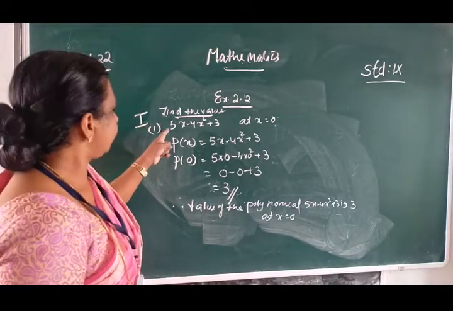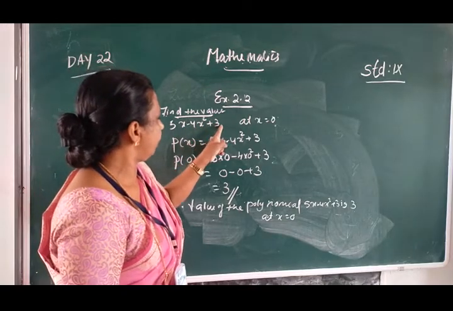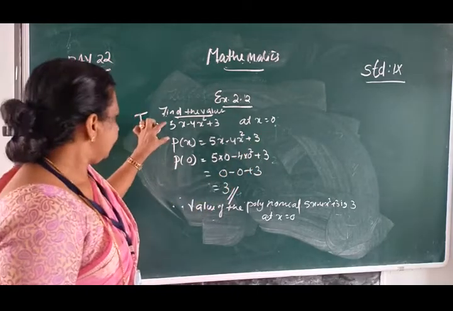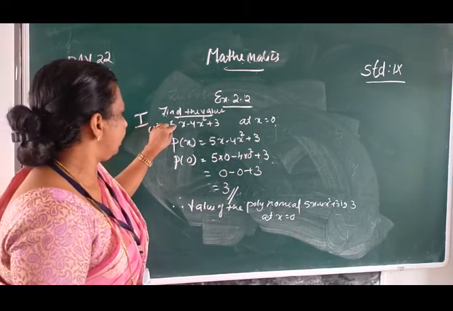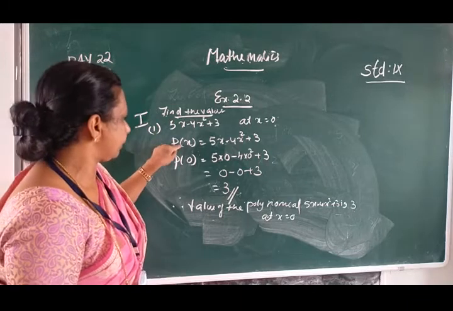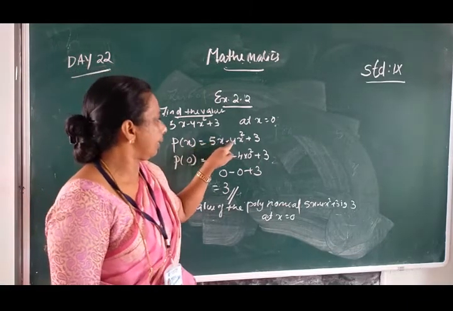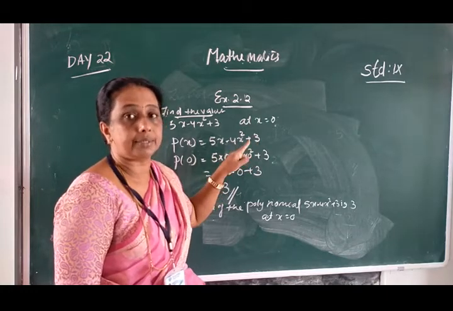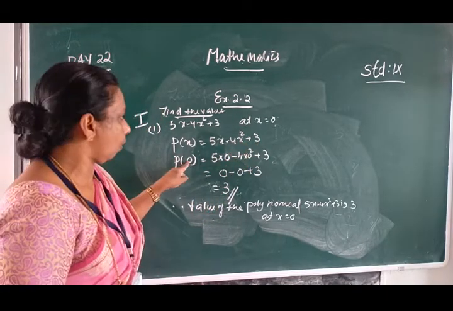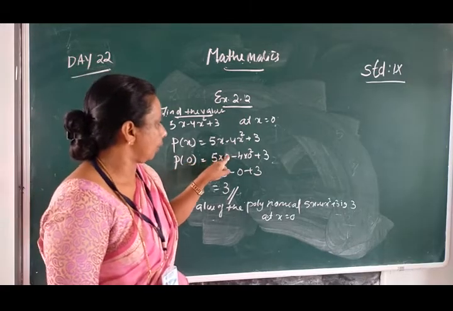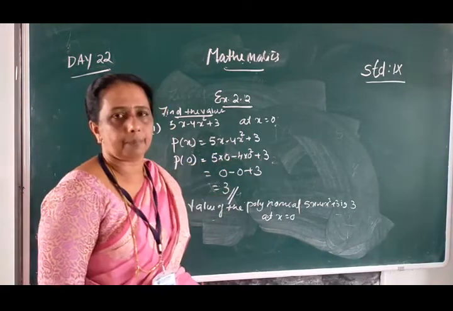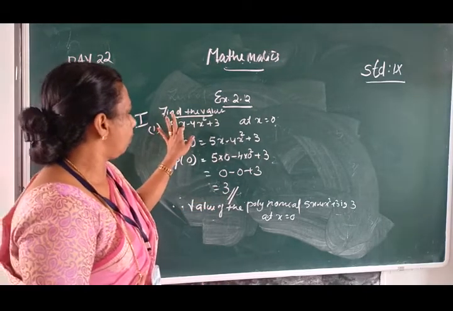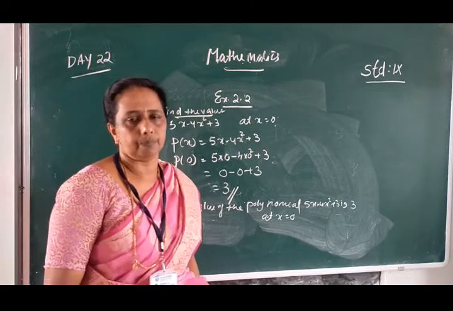This one, 5x minus 4x square plus 3. Find the value of this polynomial at x is equal to 0. We know this is a polynomial in the variable x, so we can write p of x is equal to 5x minus 4x square plus 3. Replacing x with 0, we get p of 0 is equal to 5 into 0 minus 4 into 0 plus 3, we get 3. Therefore, 3 is the value of this polynomial when x is equal to 0.